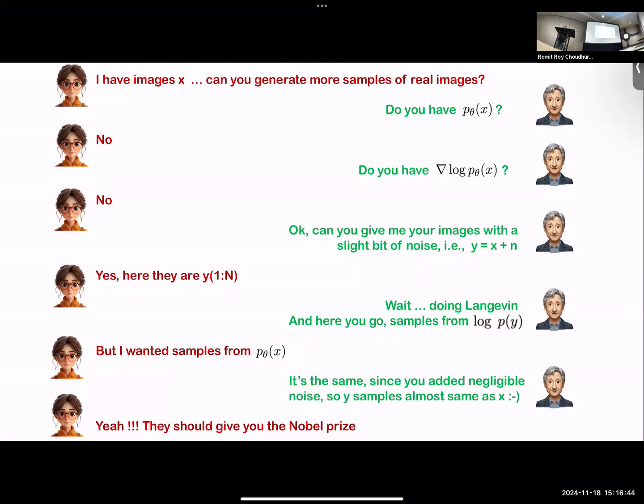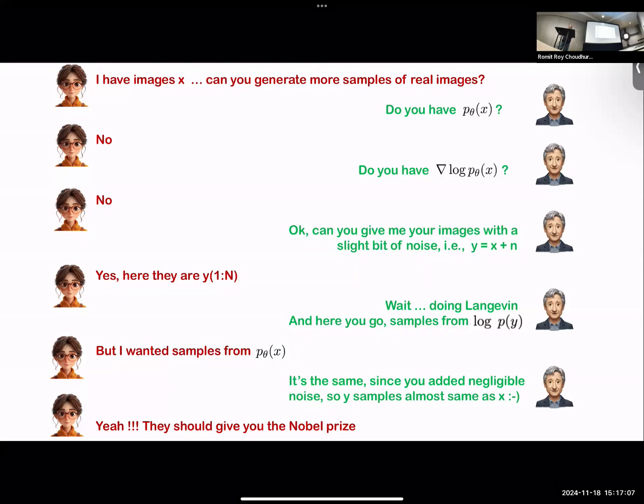So here is the problem motivation. I am this person. I say, I have images X, many images X. Can you generate more samples of real images? This is what I'm asking Hinton. Hinton says, do you have P theta X? That's the first thing to ask.